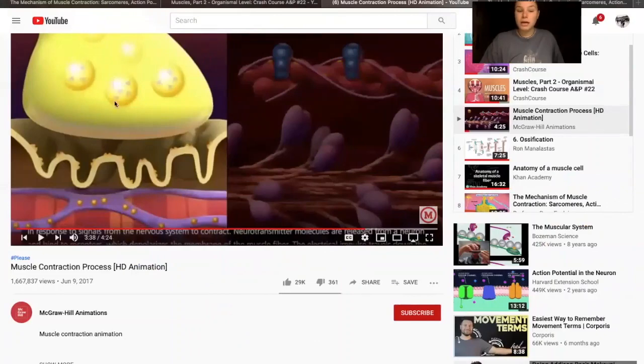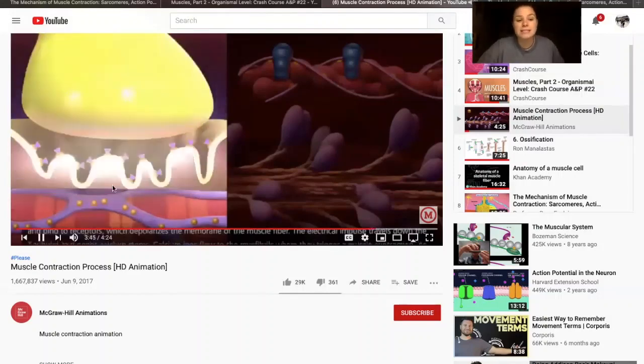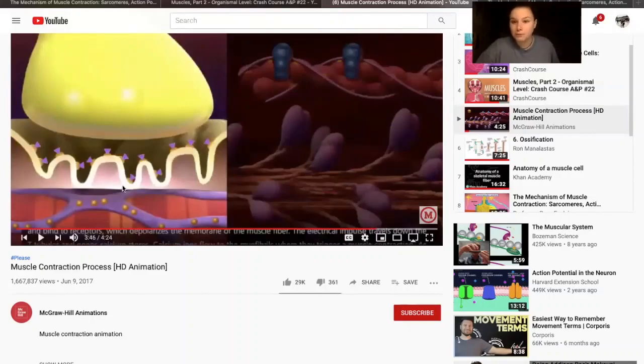Synaptic vesicles, okay, and the little purple triangles are acetylcholine, and then these little orange triangles are the acetylcholine receptors. So, right, it's stimulated, synaptic vesicles come out, acetylcholine binds into these little acetylcholine receptors, right? And then they incite that action potential in the sarcolemma, okay?